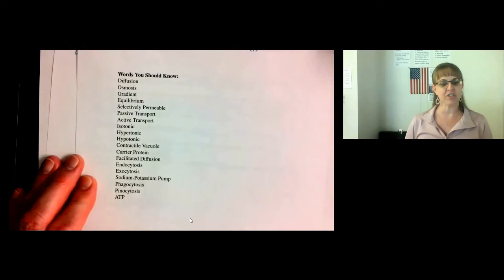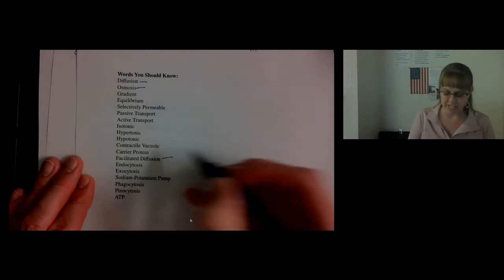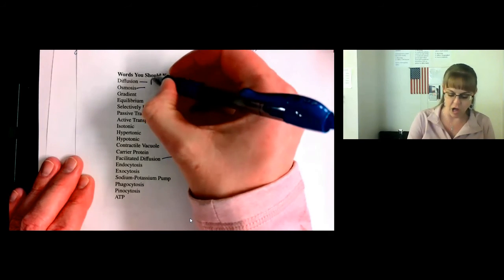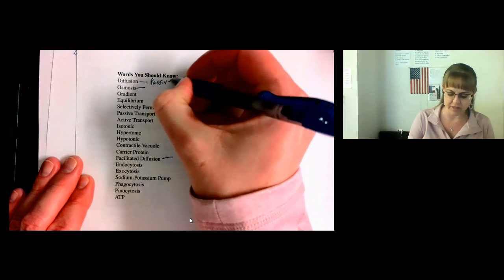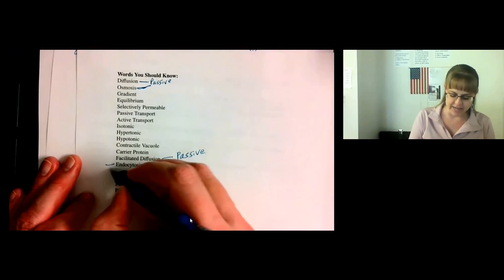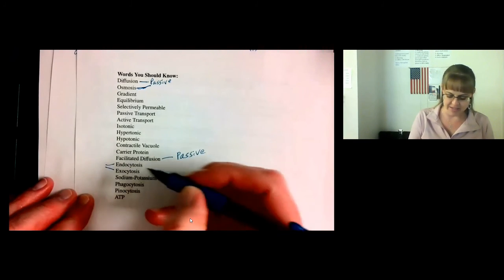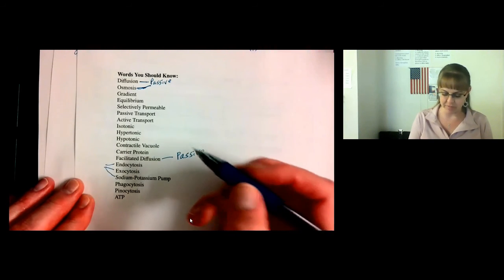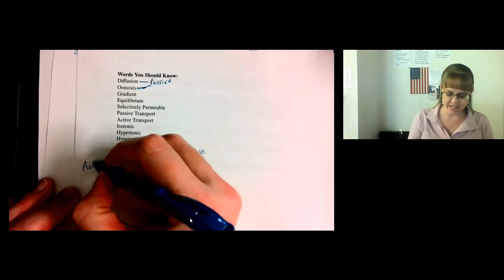Notice on the last page there is a list of words that you should know. Be aware that you will need to know which ones are active transport and which ones are passive. For example, diffusion, osmosis, and facilitated diffusion are all passive transport. They do not require energy. Then, endo and exocytosis, as well as protein pumps like the sodium-potassium pump, are all active transport.